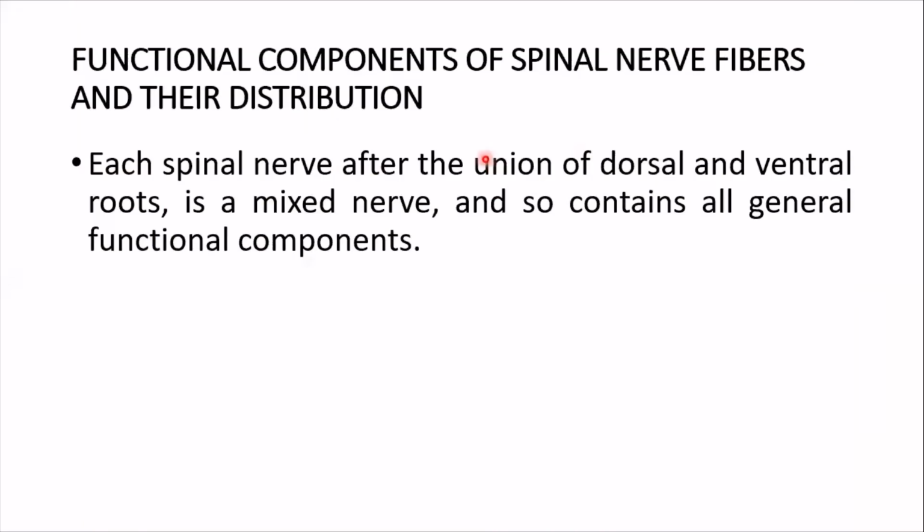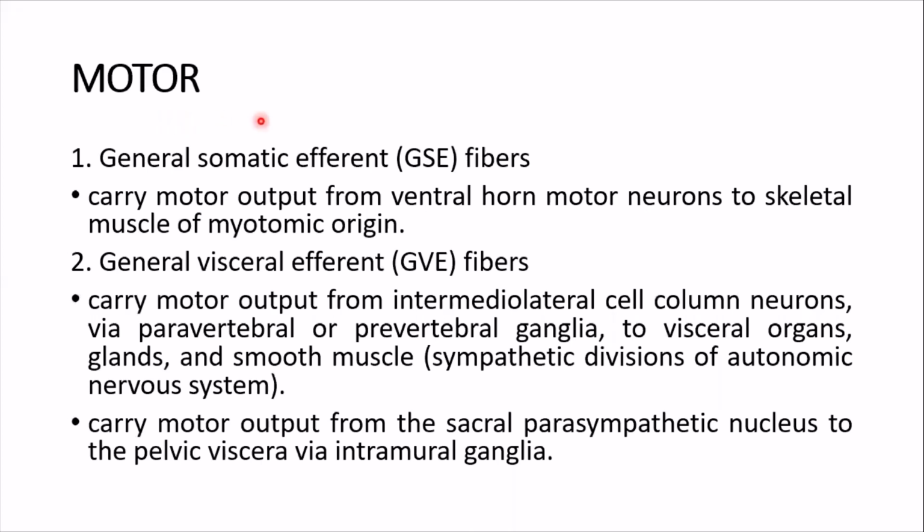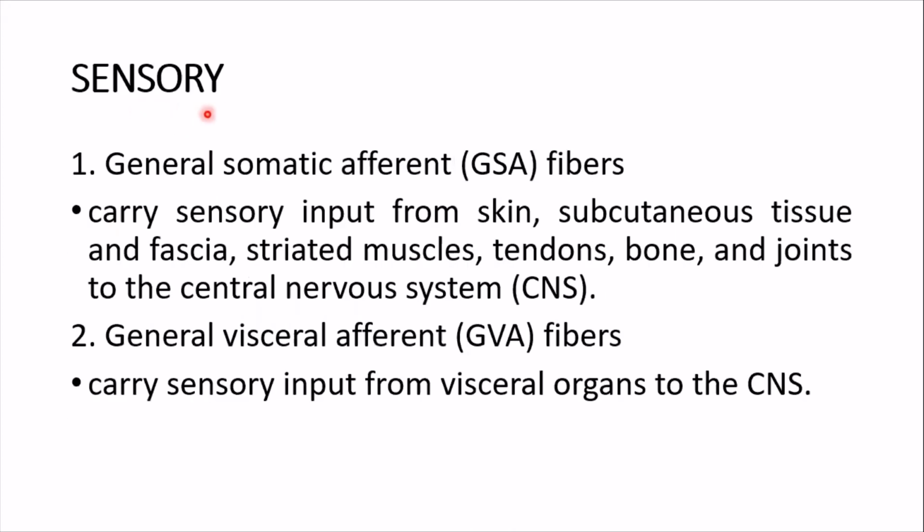So, functional components of spinal nerve fibers and their distribution. Let's focus on that. So here we go with the functional components of the spinal nerve fibers and their distribution. Each spinal nerve, after the union of dorsal and ventral roots, is a mixed nerve and so contains all general functional components. There are four functional components, sensory and motor. Two are sensory, two are motor. What are the sensory functional components?